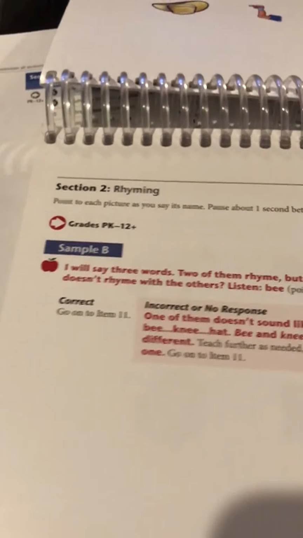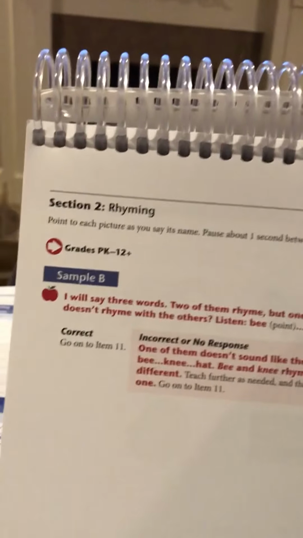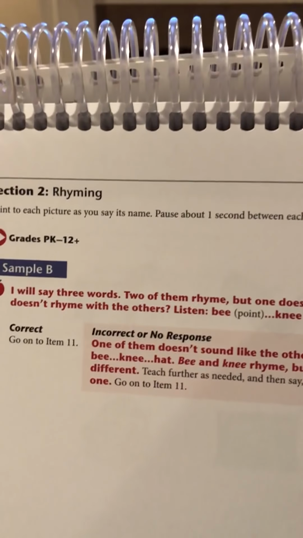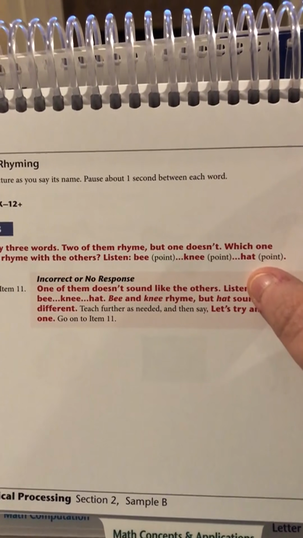Now we get to rhyming, and this is where you're going to set it up where it's like this, so your student can see the pictures and you can see what you're supposed to read to them. I will say 3 words. 2 of them rhyme, but 1 doesn't. Which one doesn't rhyme with the others? Listen. And then you're going to show them the pictures.